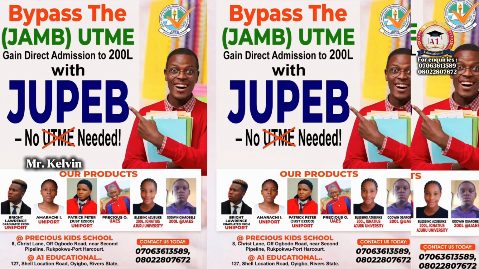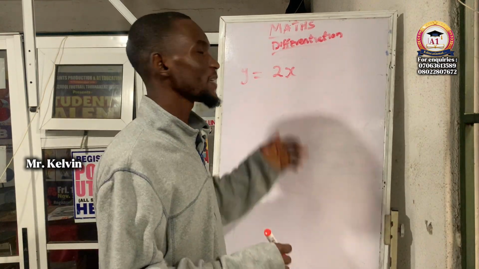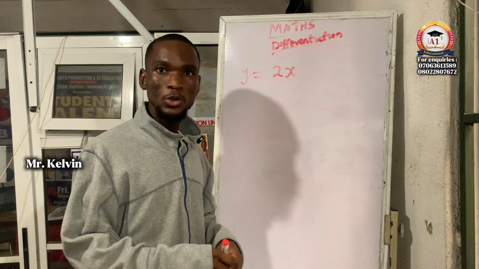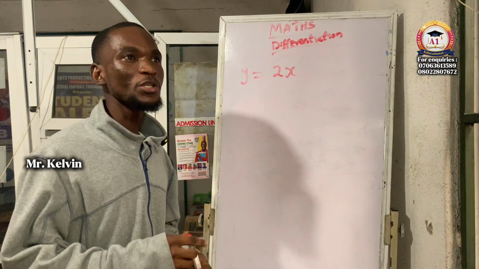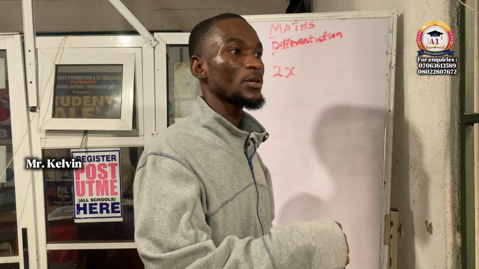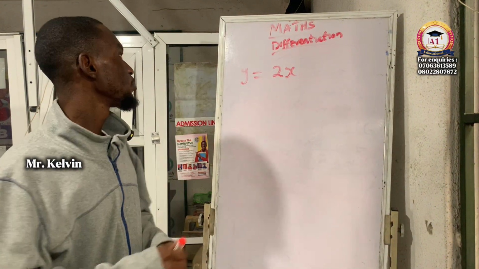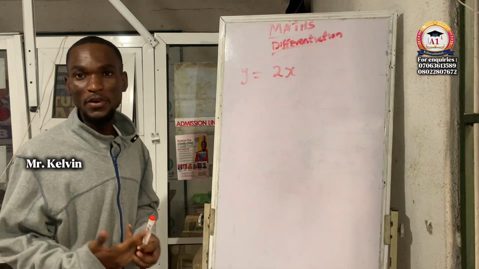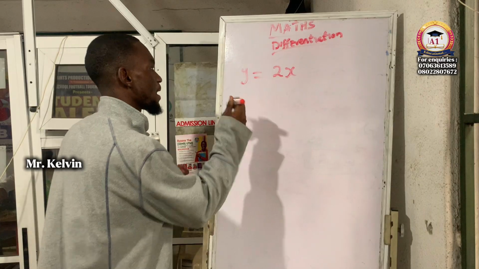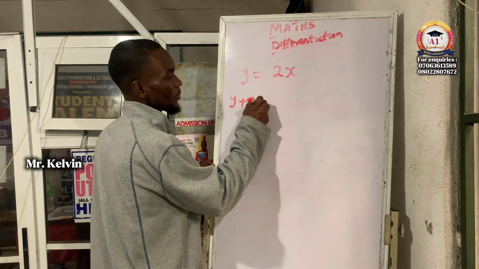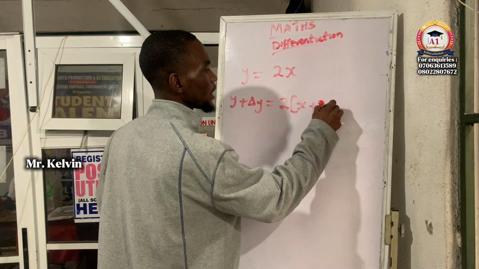Please, let's do that. We have y equals 2x, and I want to use first principle to solve this particular problem to get the answer, right? Now, differentiation is just change in x, change in y, which affects change in x, right? Because y is the dependent variable, and x is the independent variable. So whatever affects x affects y. So we now write y plus change in y will be equal to 2 into x plus change in x.